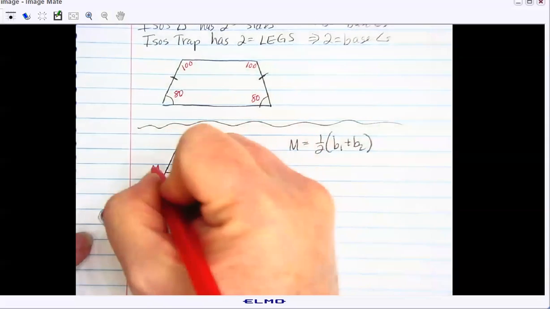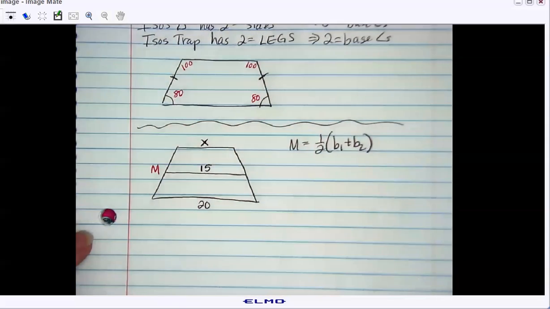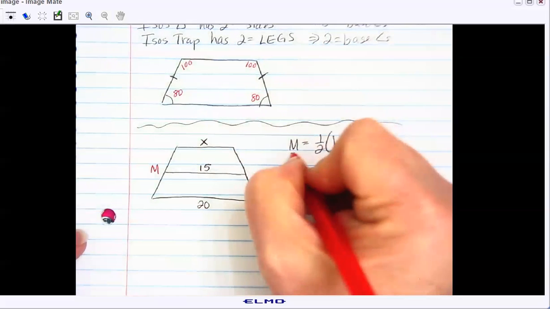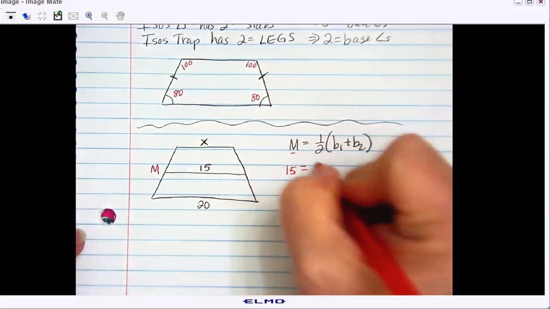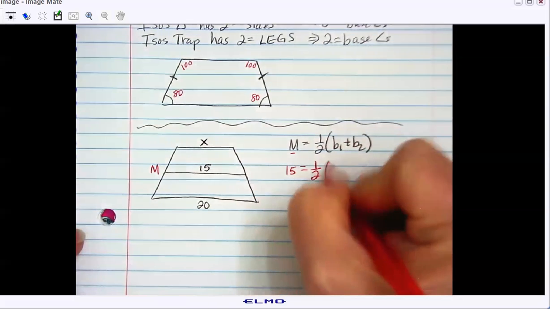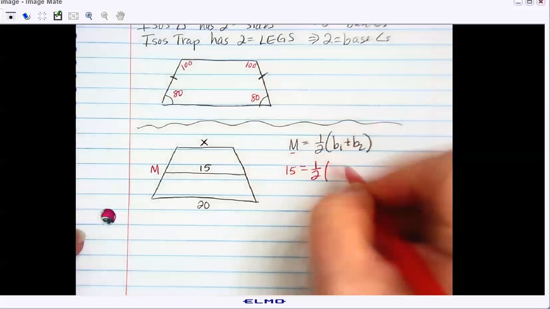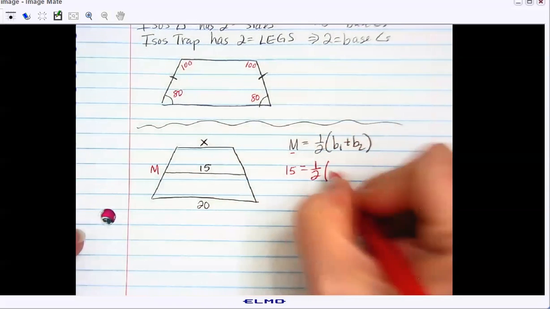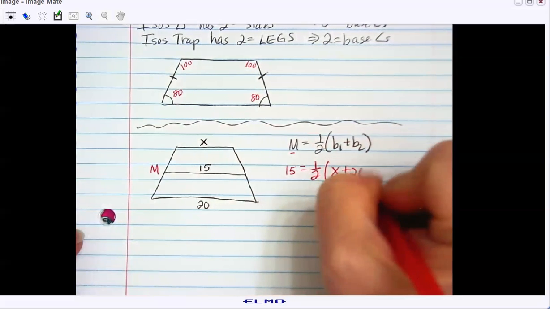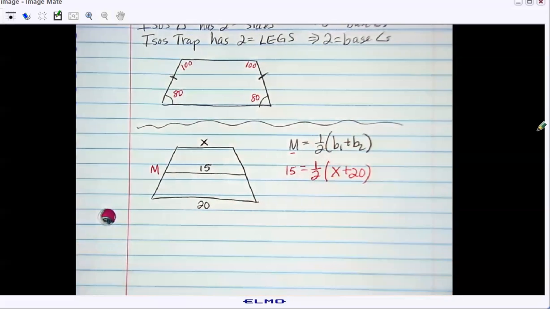So this is going to be our m. Where did we say the m goes, on the left or the right? On the left. Okay. So on the left is my m. So I have 15 is equal to 1/2 (b1 plus b2). It doesn't matter which one we call b1. So we have x plus 20.